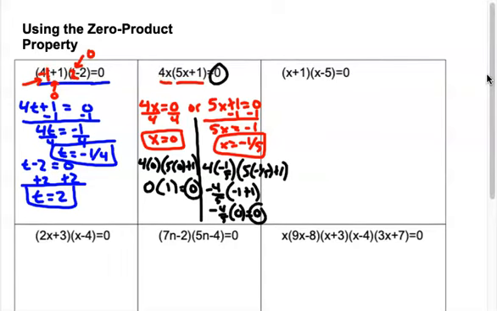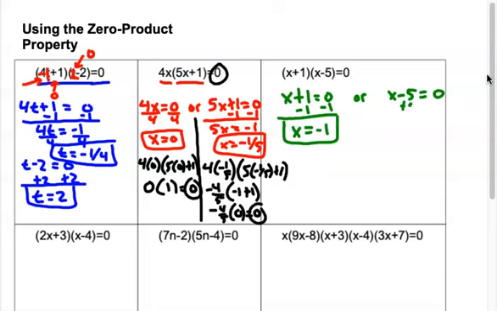So x plus 1 times x minus 5 equals 0. That means either the first factor equals 0 or the second factor equals 0. So subtracting 1 from both sides on this one, I get x equals negative 1. Adding 5 to both sides on this one gives me x equals 5.